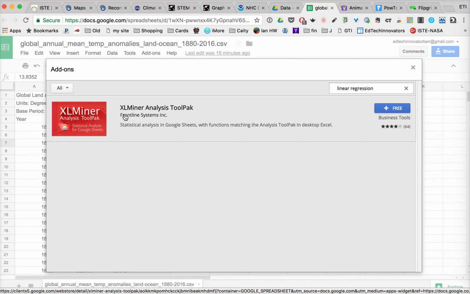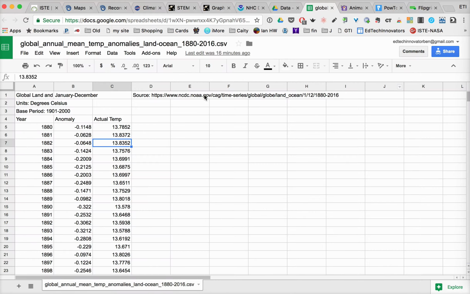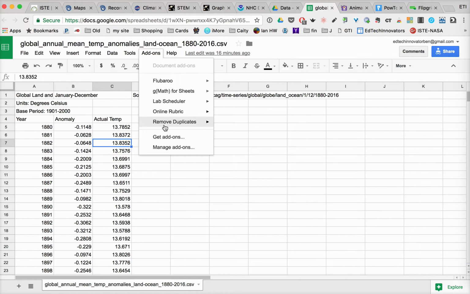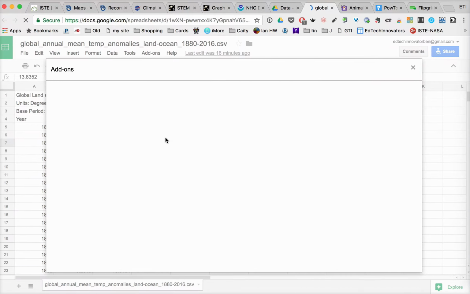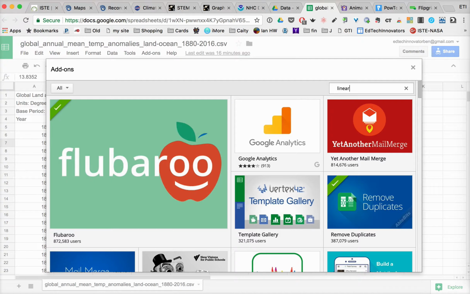it turns out there is one. It's called Excel Minor Analysis Tool Pack. And I did this by, although it's called up here, remember you can only do this within the spreadsheet. So I click here, I go to add-ons and get add-ons. You can see I already have some of them that we discussed previously. And so I got to this point here and I said, okay, I want to do linear regression.